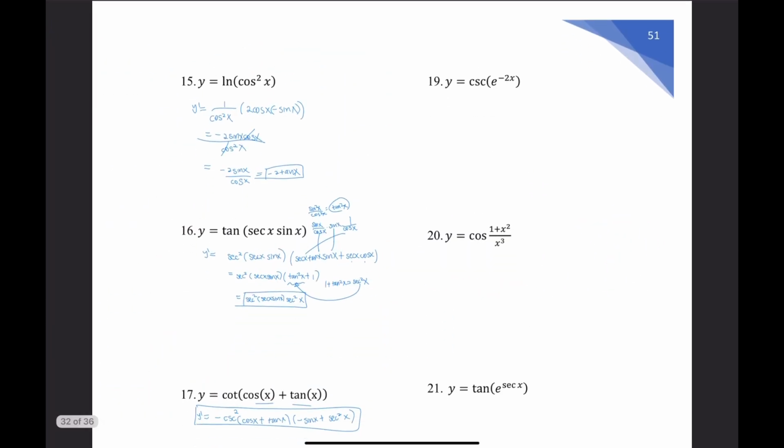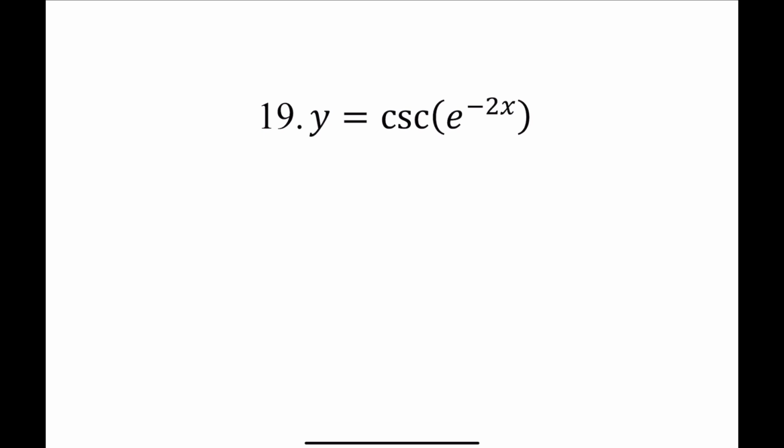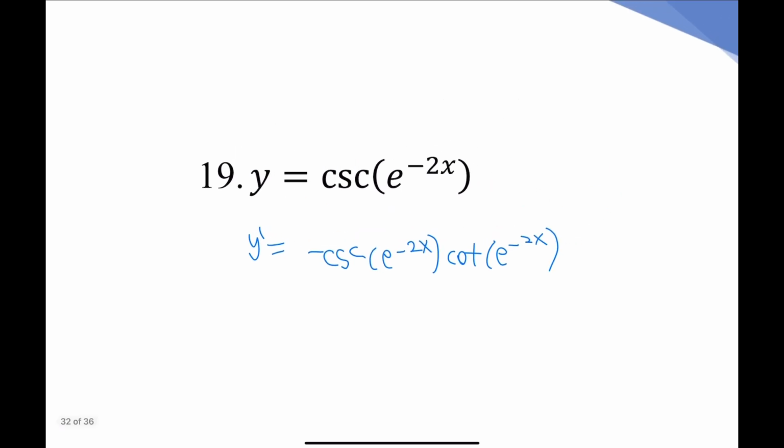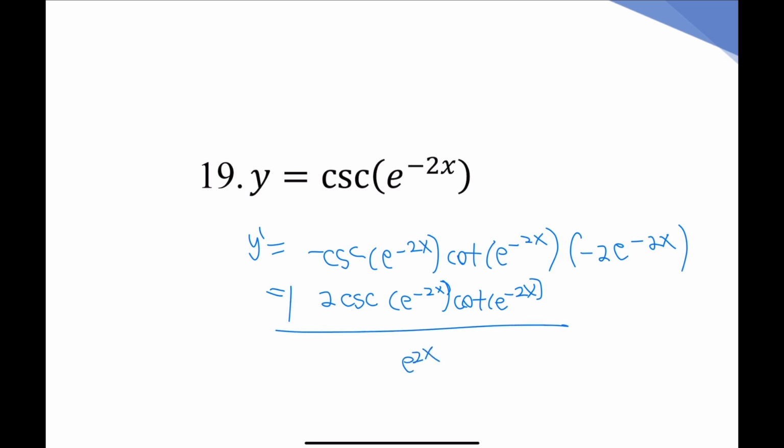Okay, and then off to number 19, y equals cosecant of e to the negative 2x. Y prime equals negative cosecant e to the negative 2x times cotangent e to the negative 2x, and then the derivative of e to the negative 2x for the chain rule would be negative 2 e to the negative 2x, right? So I guess we just got 2, and then cosecant e to the negative 2x, cotangent e to the negative 2x, all over e to the 2x.